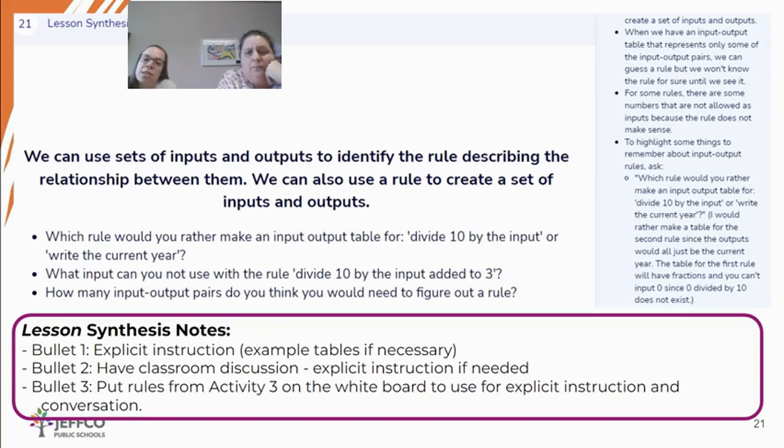So the last question in the lesson synthesis connected back to work that was done on activity 3. However, in our 50-minute class period, there is not enough time to get through 2 activities. So we made the decision to skip that activity. In order for all students to have context and understanding, we would need to put the rules from activity 3 on the whiteboard and do some additional explicit instruction so that they know what input and output pairs are in the context of figuring out a rule. Yeah.